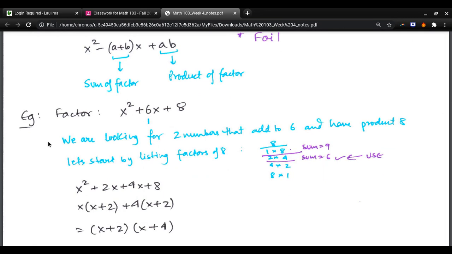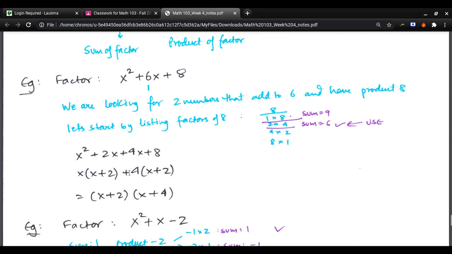Now what we are doing here is we are looking for two numbers that add up to 6 and whose product is 8. A logical way to do that would be to start by listing the factors of 8. So you have 1 times 8, but that sum is 9. 2 times 4, the sum is 6, we're good. Which means I rewrite 6x as 2x plus 4x, and then I find the GCF and I do the factoring by grouping.